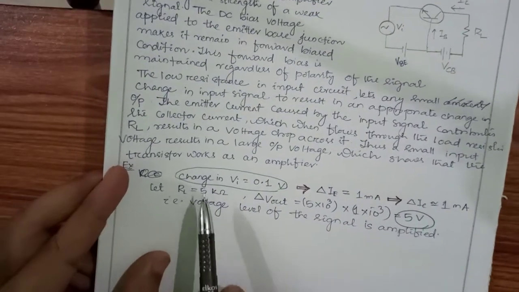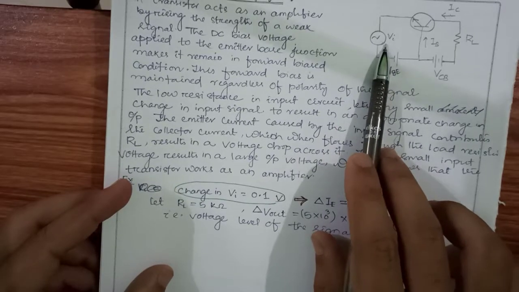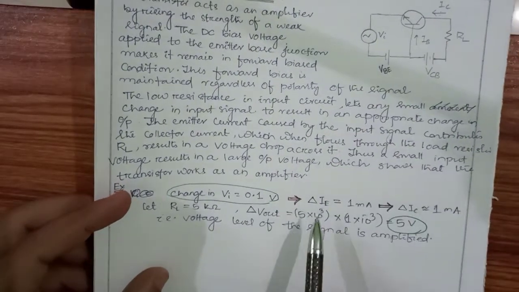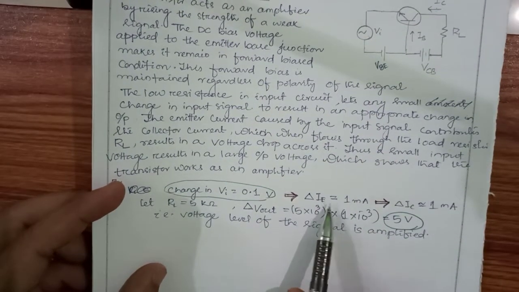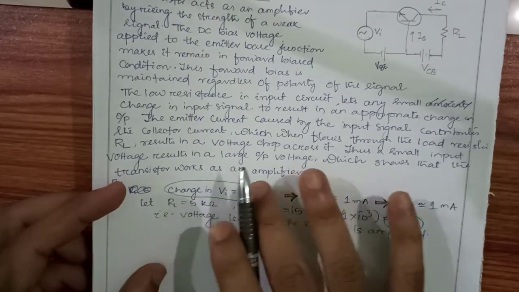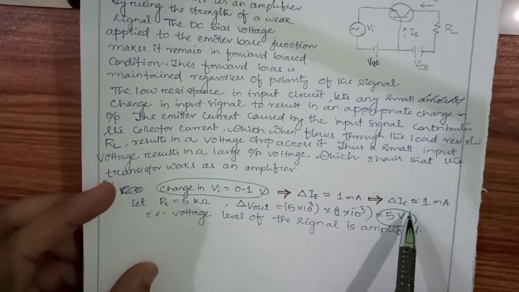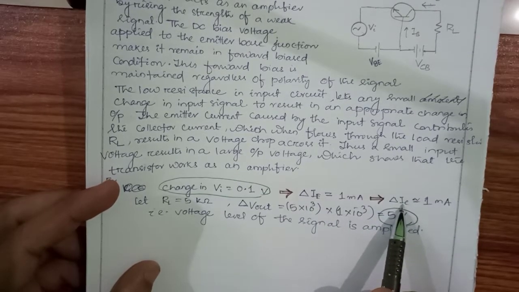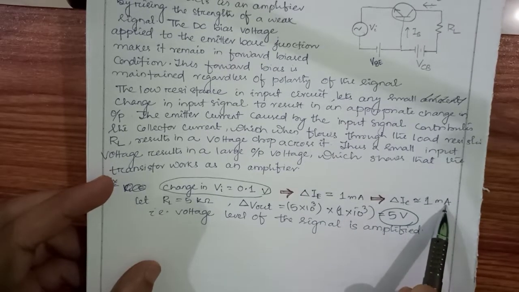So let's take a small example. At the input side, in this AC voltage, I am changing Vi by 0.1 volt. Because of this 0.1 volt change, there will be a change in emitter current of, say, 1 milliampere. I am just taking one example. This is 1 milliampere, and it is because of delta IC, because we know our IE is approximately equal to IC. So the change in IE will become the change in IC, that is also 1 milliampere.